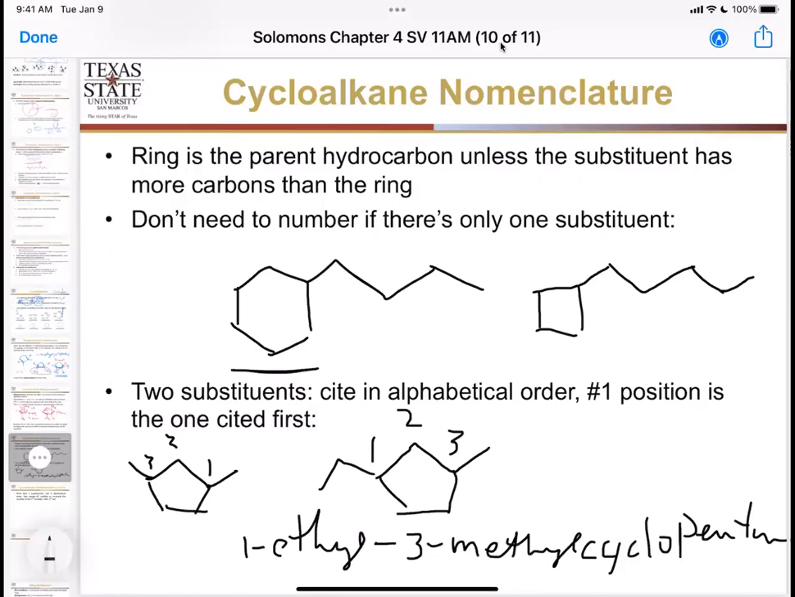Wait, so 3? No, this is 1-ethyl. So it's lower in ethyl. E comes before M alphabetically. So that puts this at the 1 position. So 1-ethyl, and then 2,3 methyl. If we labeled it the other way, 2, 3, 4, that would be a higher number.